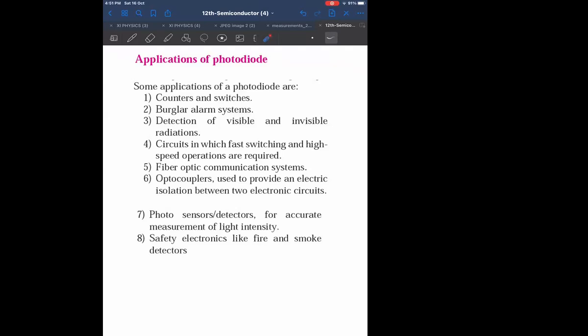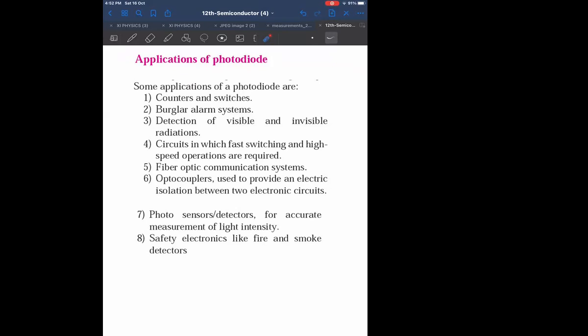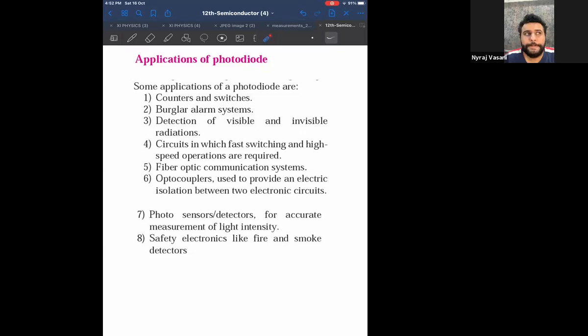I'm asking you. Fleet band. Which one? Fleet band. Okay. Possible. Any other answer? Sir, automatic street lights. Correct.